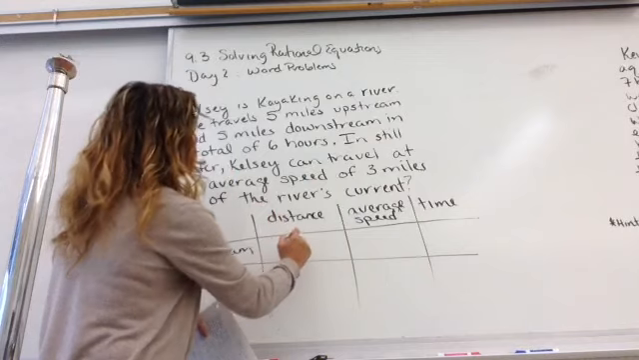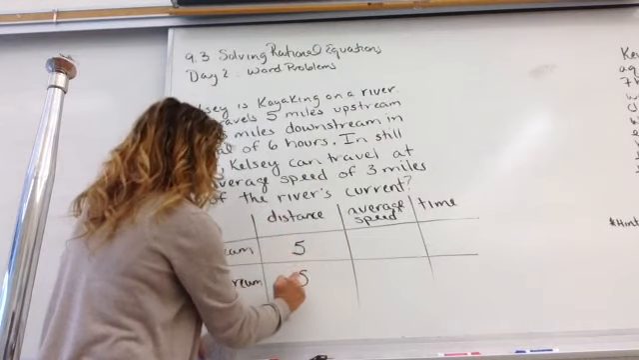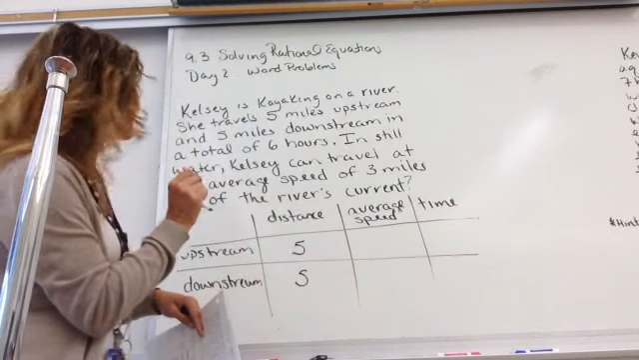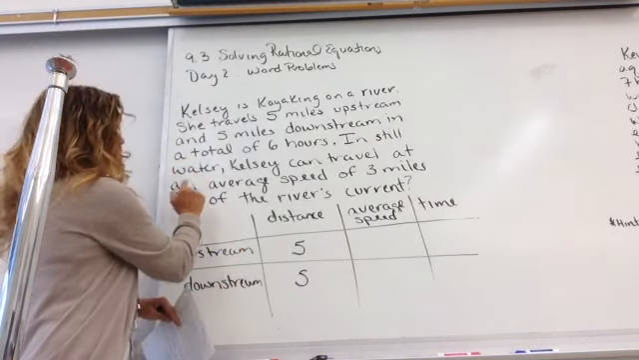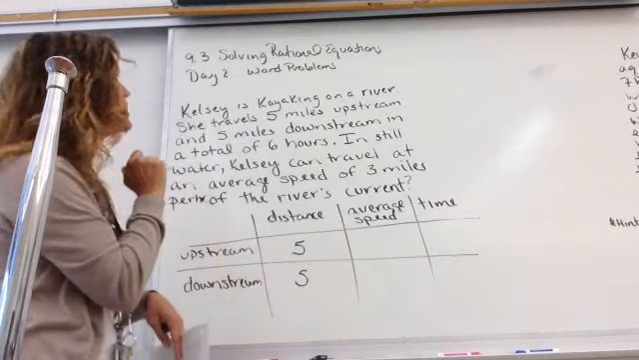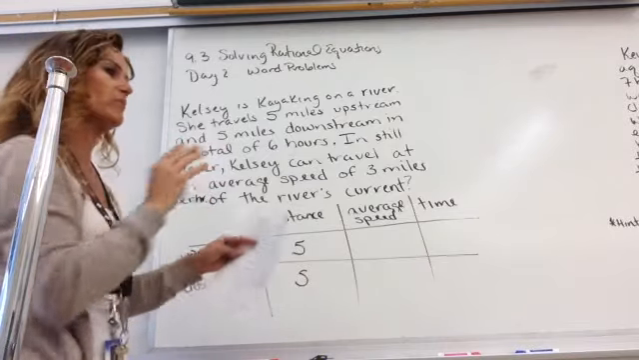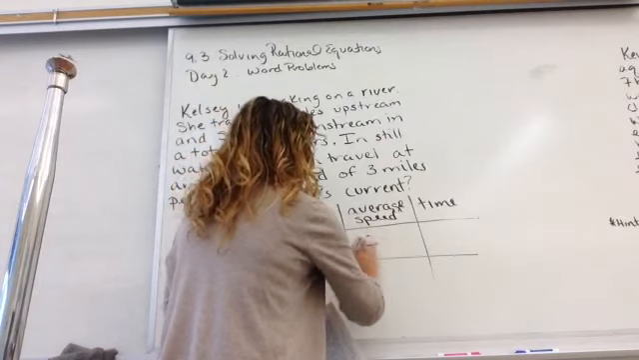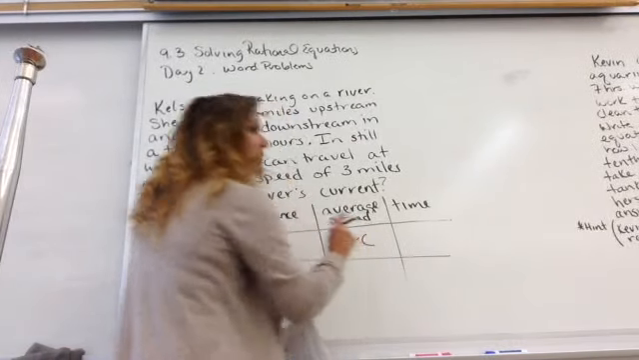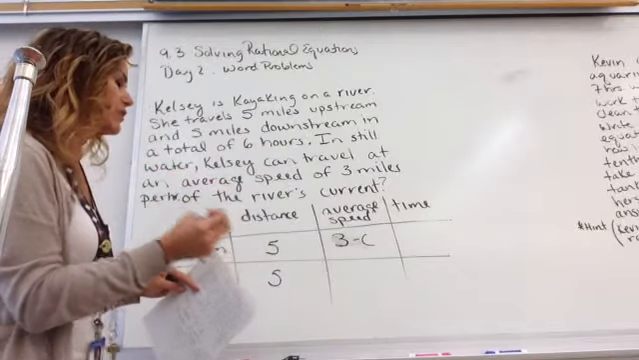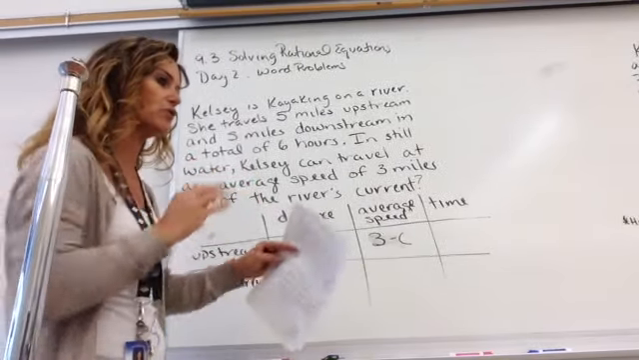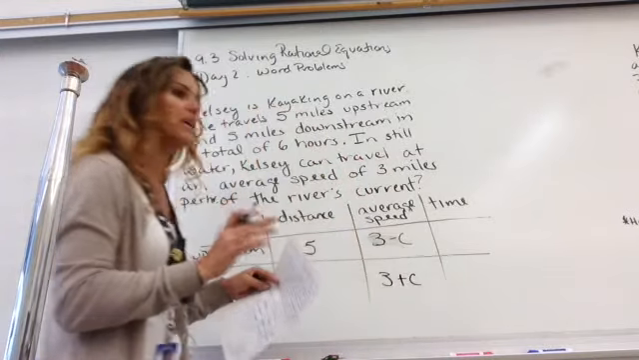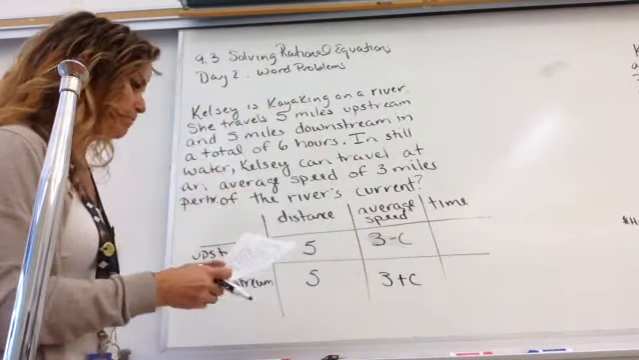The distance that she traveled upstream is 5 and downstream is 5. The average speed in still water was 3 miles per hour, so let's squeeze that in there. When she's traveling upstream, she's going against the current, so it is 3 minus the current speed. The speed of the current is working against you and making you go slower. Upstream is going against the current. Downstream is going with the current, so it's making you travel faster.